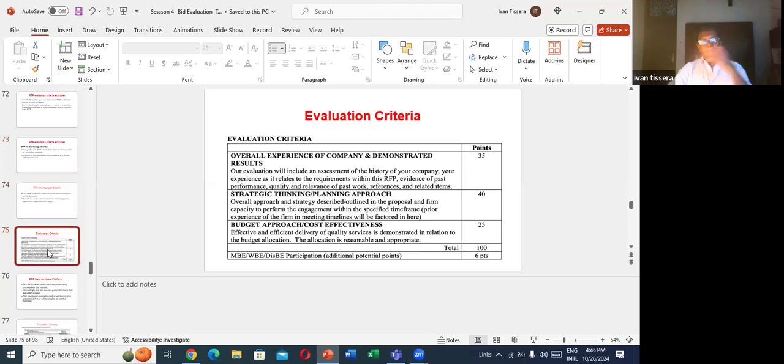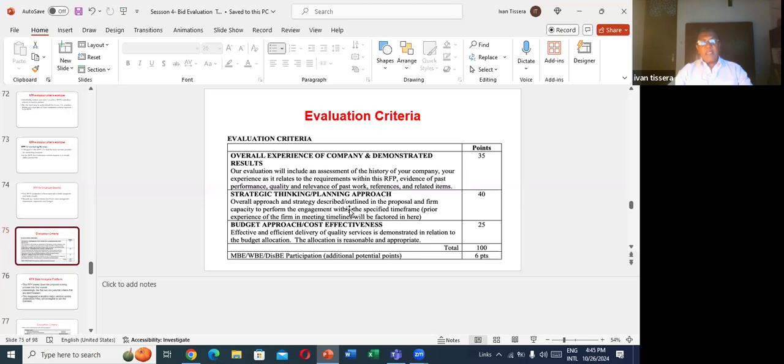This one they have given, if you read the evaluation criteria: overall experience of the company and demonstrated results, 35 marks. Our evaluation will include an assessment of the history of your company, your experience as it relates to the requirements within the RFP, evidence of past performance, quality, and relevance of past work activities, 35 points.